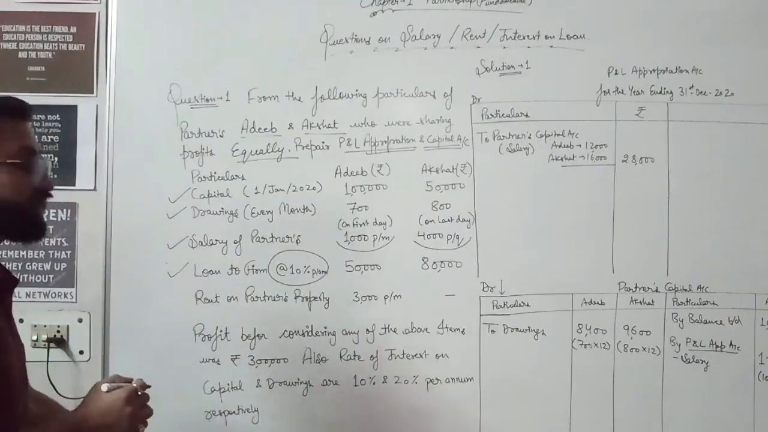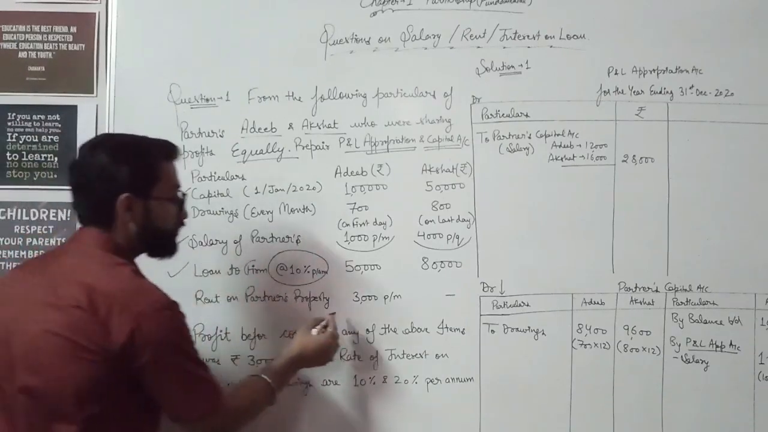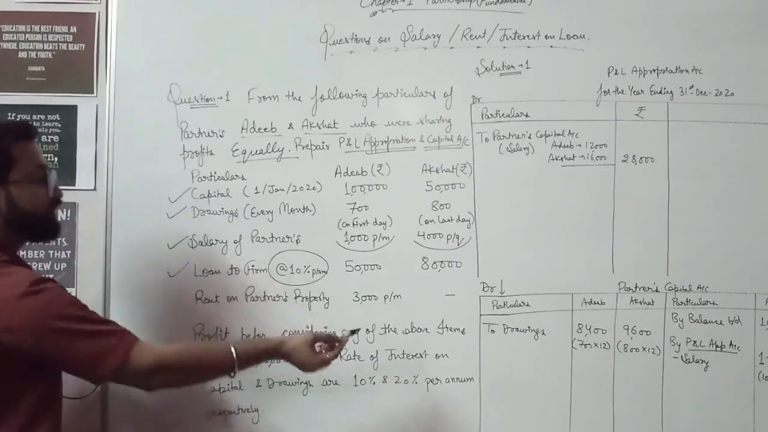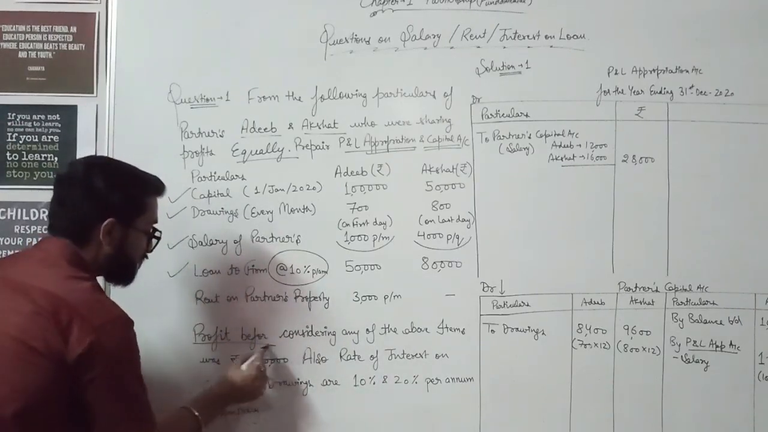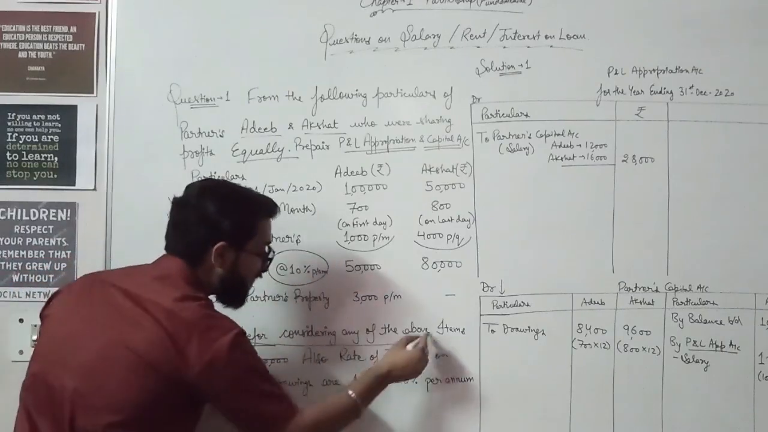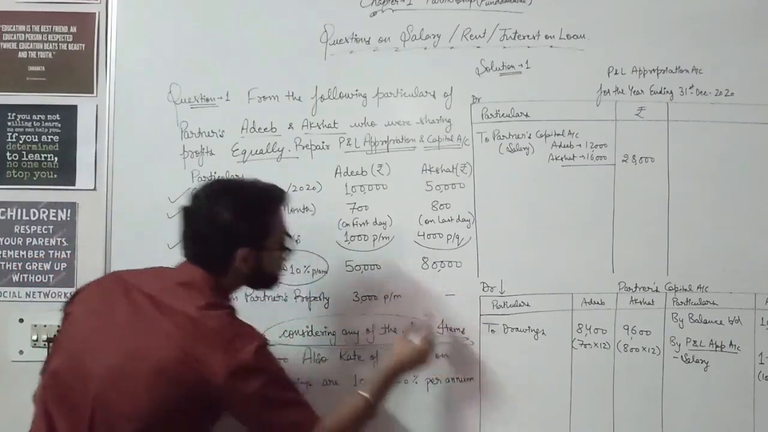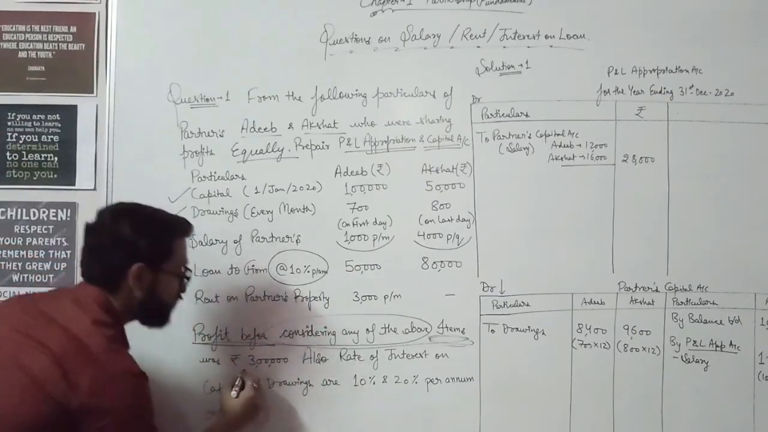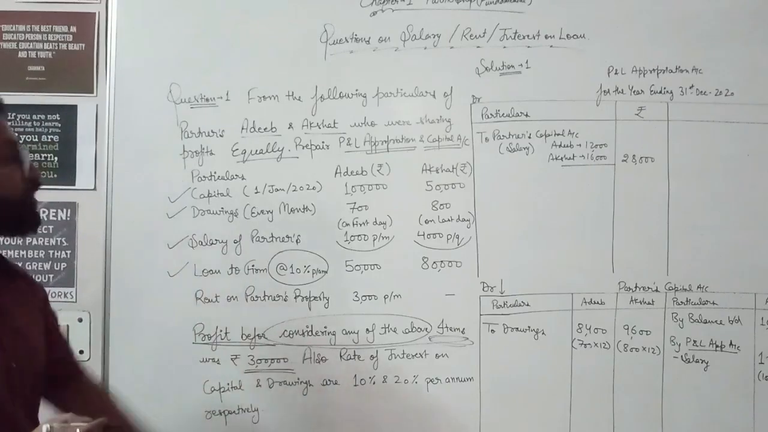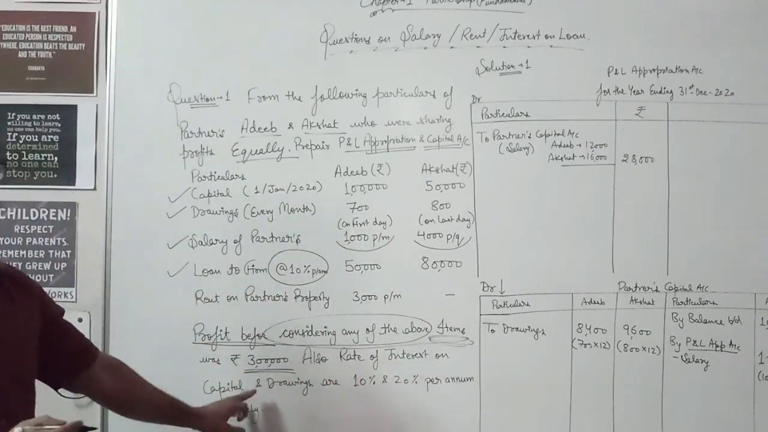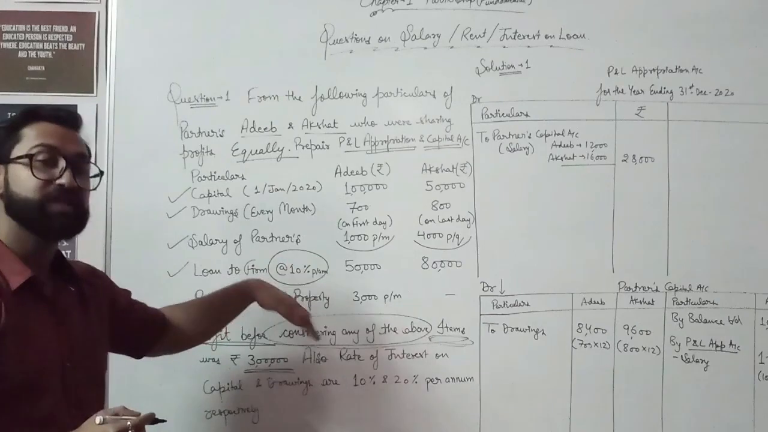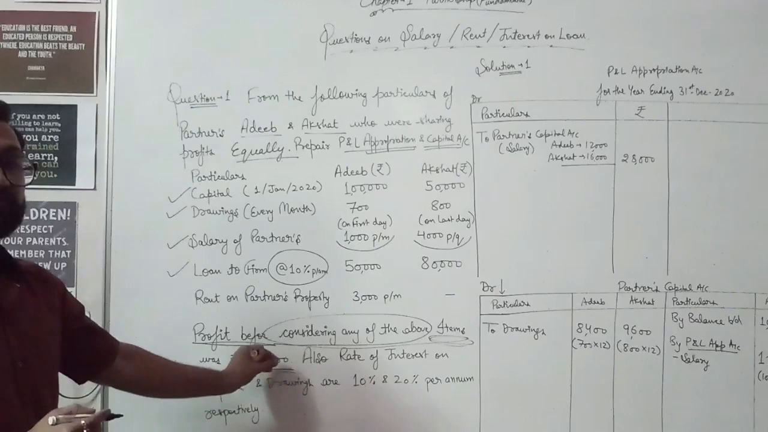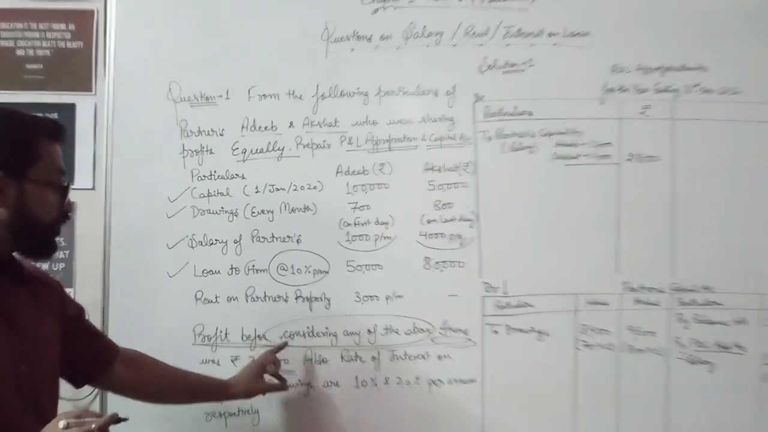Now let us read the rest of the question. Rent on partner property is 3000 per month. Profit before considering any of the above item. It is written that profit is before considering any of the above items. These items are not considered and the profit is 3 lakh. Means none of the item has been deducted from 3 lakh or none of the item is added in this 3 lakh. It is the profit from which no adjustment has been made.